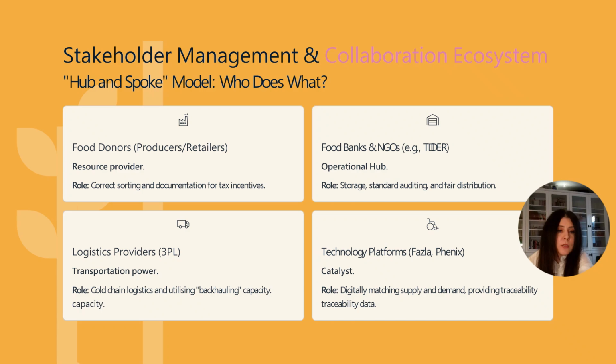Why do we say this? Because they solve information asymmetry. There is someone with surplus on one side and someone in need on the other, but they don't know about each other. Technology acts as the invisible hand, matching supply and demand in seconds. In the ecosystem, trust is established through blockchain and digital data, not handshakes.